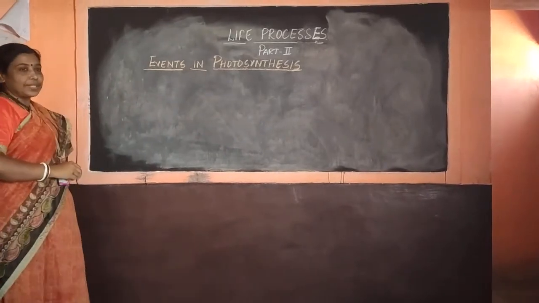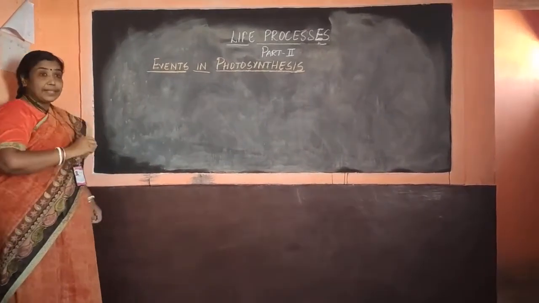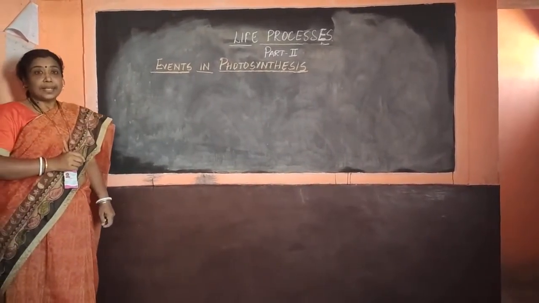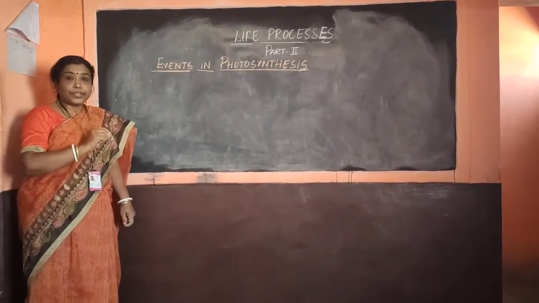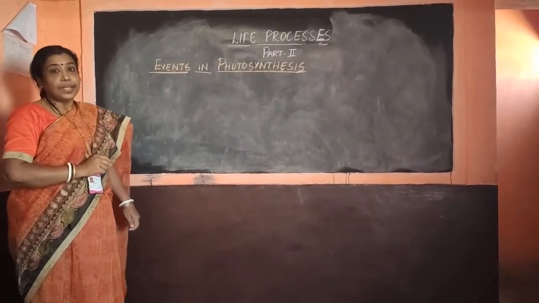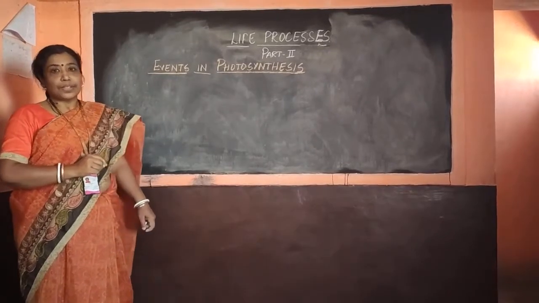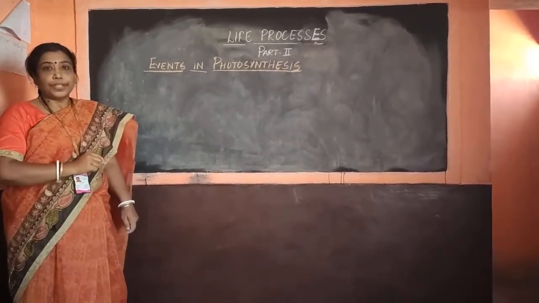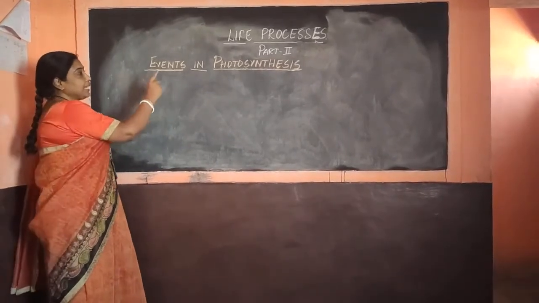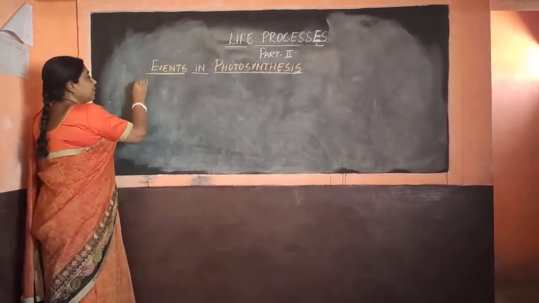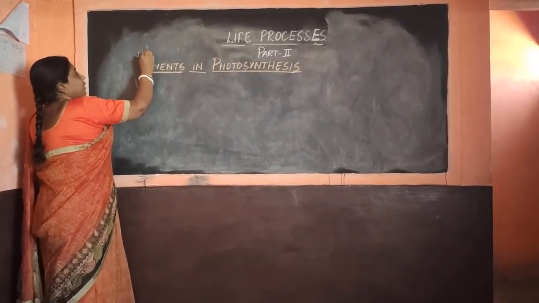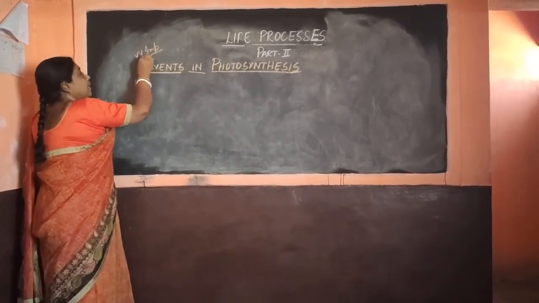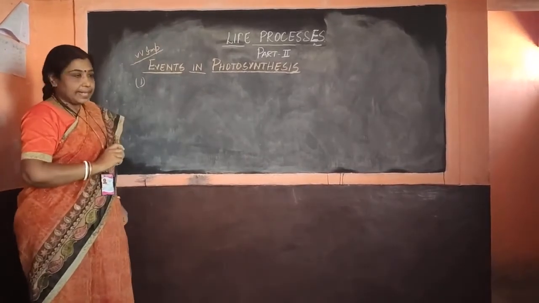Events in photosynthesis. Children, please go through each and every word of your NCERT book if you want to excel in your CBSE board examination. Now, in your NCERT book, you will see that there are 3 events in photosynthesis, and these 3 events, children, are very, very important. Understand and then memorize.